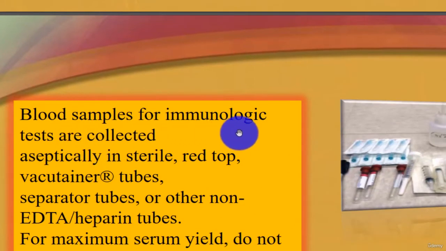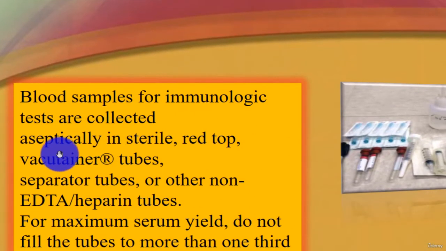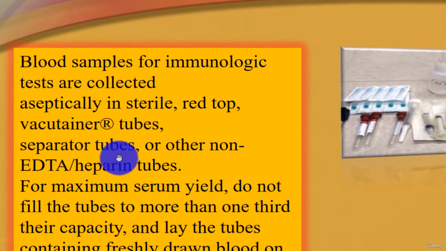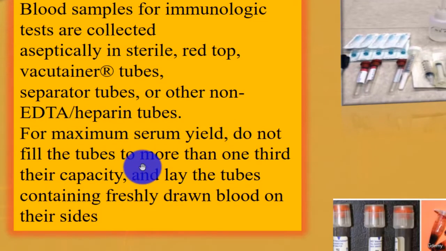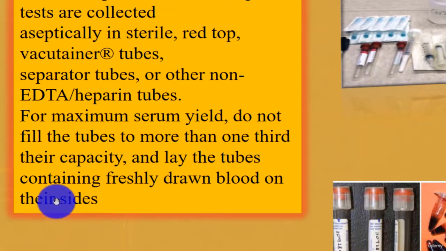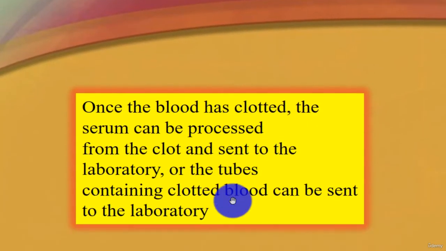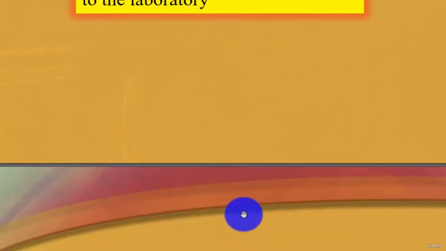Blood samples for immunological tests are collected aseptically in sterile top vacuum tubes, serum separator tubes, or other non-heparin tubes for a maximum serum yield. Don't fill the tube to more than 1/3 of its capacity and lay the tubes containing freshly drawn blood on their sides. Once the blood has clotted, the serum can be separated from the clot and sent to the laboratory, or the tubes containing clotted blood can be sent to the laboratory.